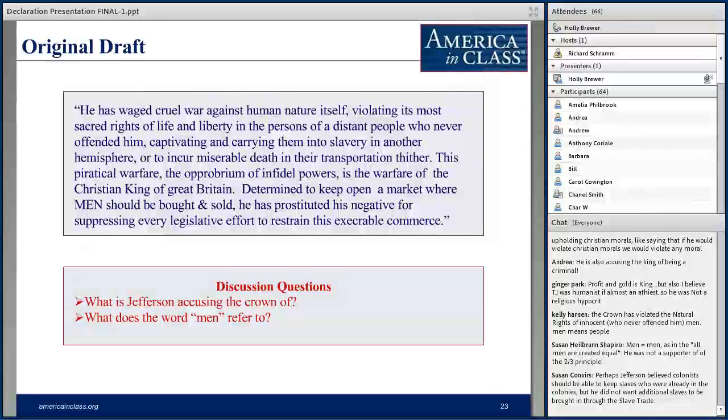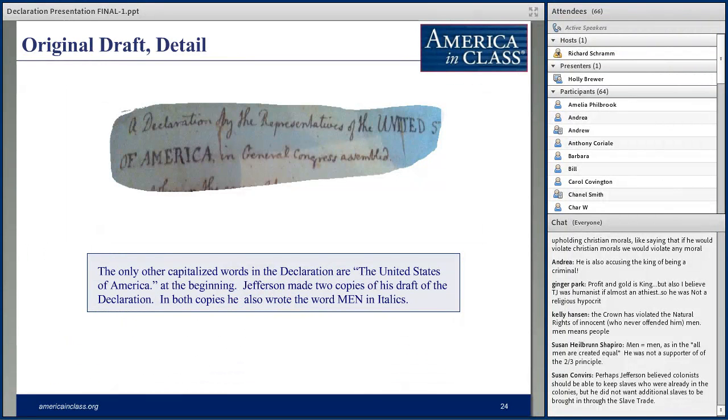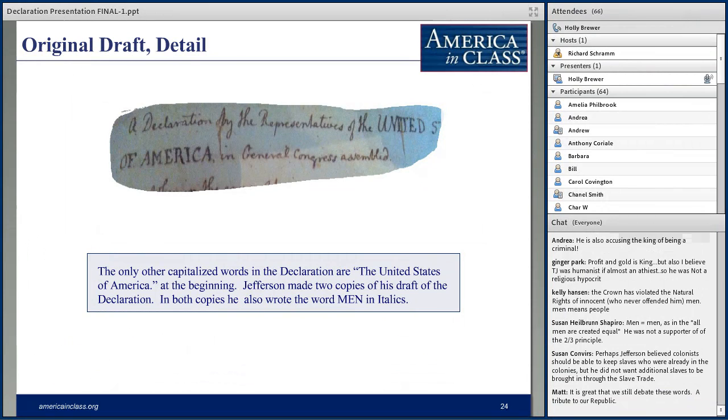And I think it's particularly important how the word men echoes also here. The only other place in the whole original draft where Jefferson used capitals and italics is when he wrote the United States of America. And what's interesting is Jefferson made six copies of the Declaration of Independence by hand to send to people who wanted to see what had been written. Always he included the deleted clause. Always he underlined the whole of the passage. And always he wrote the word men in caps and italics when he referred to slaves.